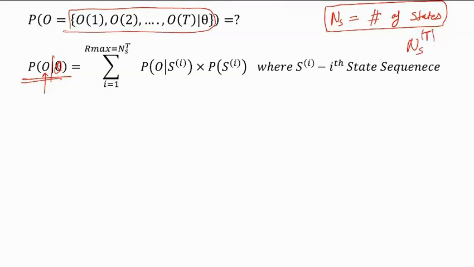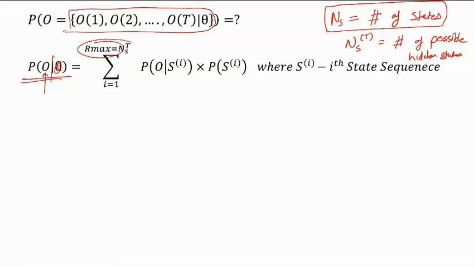Now NS to the power T is the number of possible combinations, or I should say permutations, of hidden states. So that is the maximum possible.